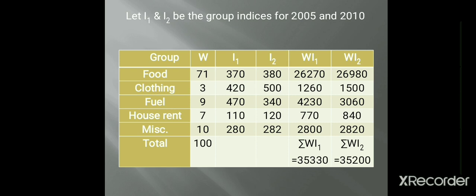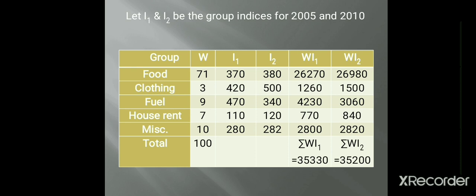The first line in this slide says: let I1 and I2 be the group indices for the year 2005 and 2010 respectively. So in this table, the first column heading speaks about groups, and then the second column heading, group weight, is denoted by W, then group index for 2005 is denoted by I1, and group index for 2010 is denoted by I2. So up to that column, it is the given data.